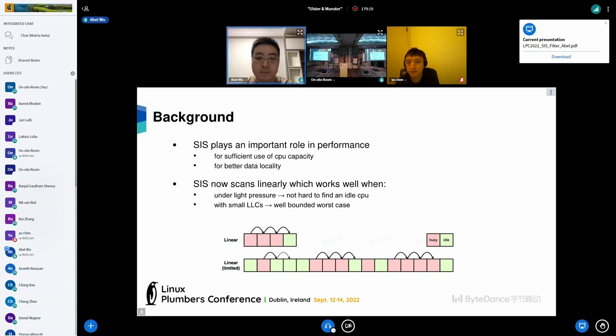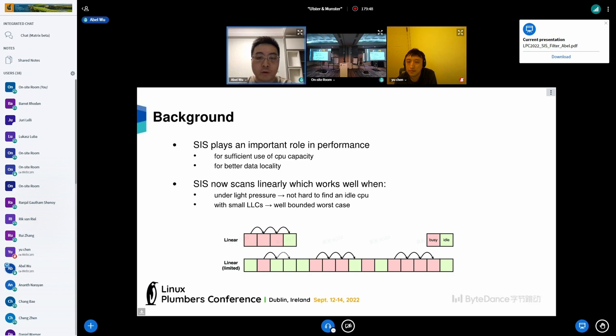Okay, as the LLCs become bigger, the linear scan also plays well under light pressure. See the first part of the second LLC. But once the load increases, more CPUs need to be scanned. So the scalability is questioned. And the scheduler feature SIS_PROP was born to limit the scan depth.